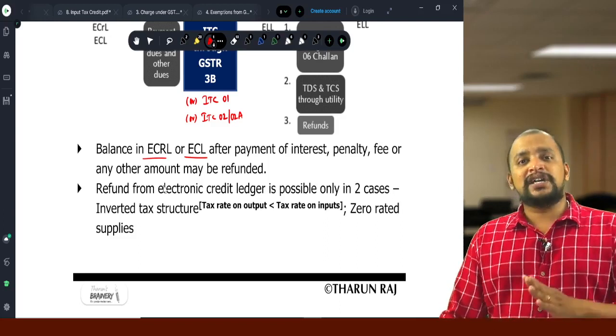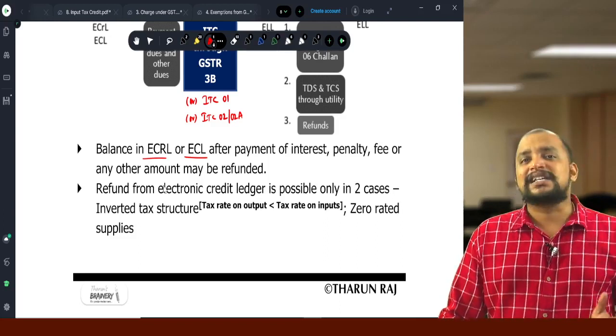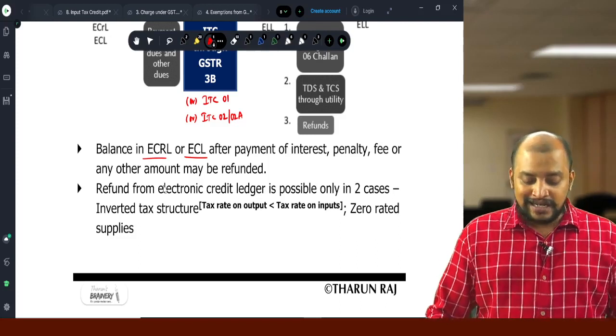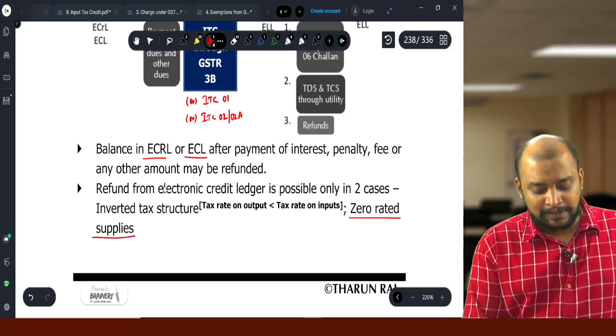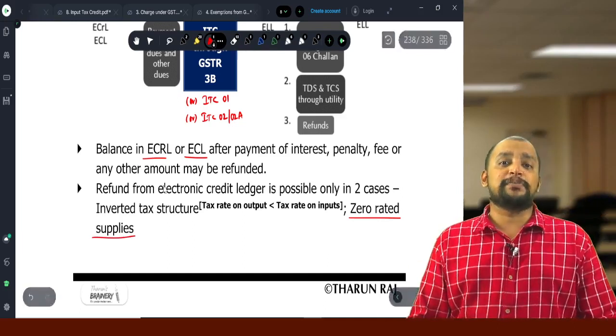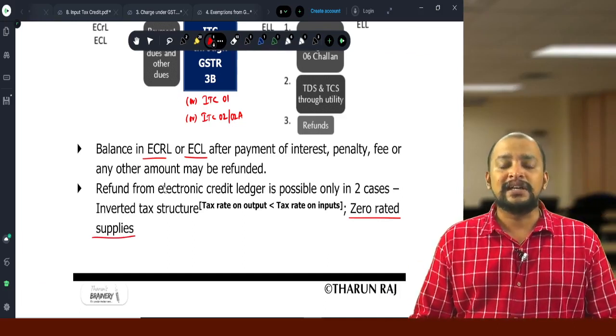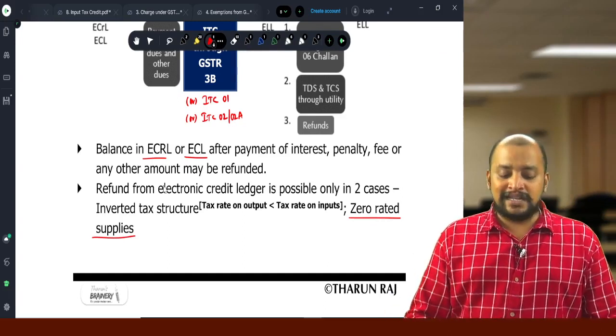But for the credit ledger, the balance we can get as a refund only in 2 cases. That is zero rated supplies. So what are zero rated supplies? Export of goods or services, and supply of goods or services to SEZ. In that case we will get the refund.